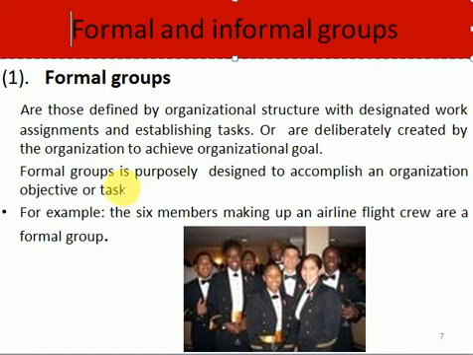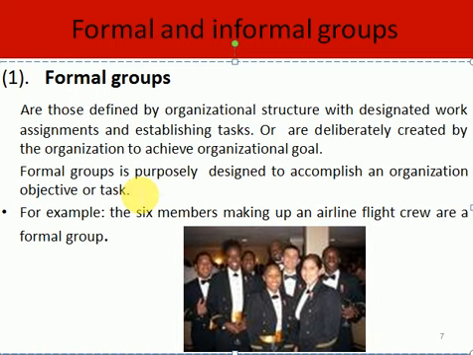A formal group is purposely designed to accomplish an organizational objective or task. Very simple definition. What is a formal group? Purposely, these groups are designed for obtaining and accomplishing an organizational task or organizational objective.